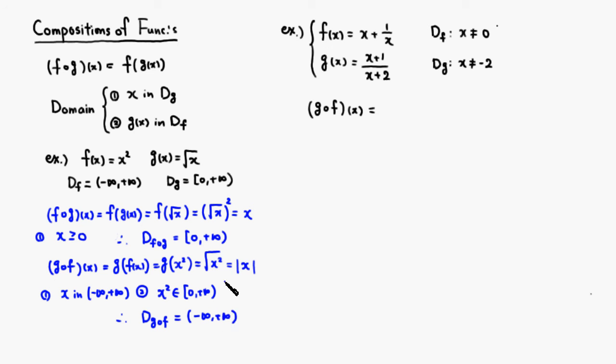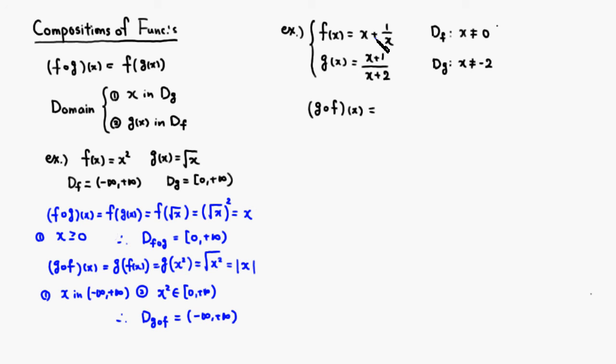All right, so that's that. All right, let's look at the second example. Let's say f of x is x plus 1 over x, and g of x is x plus 1 over x plus 2. The domain of f of x is obviously, there's x on the bottom, x cannot be equal to 0. And for the same reason, for the domain of g, x cannot be negative 2.